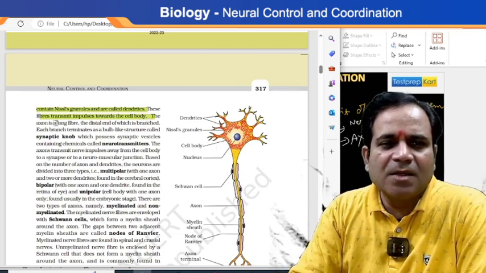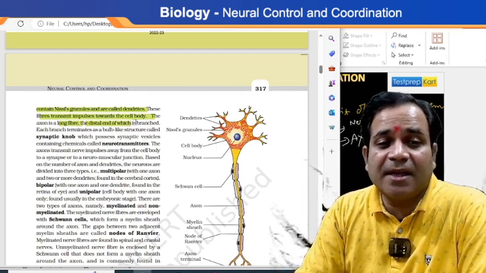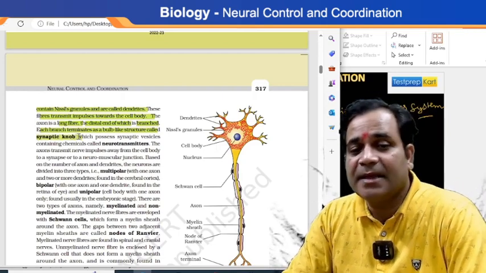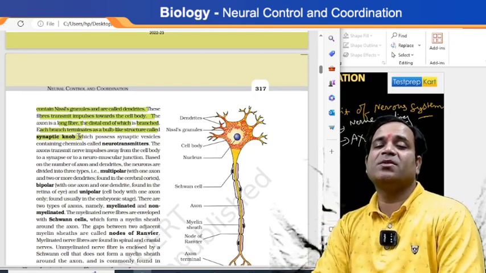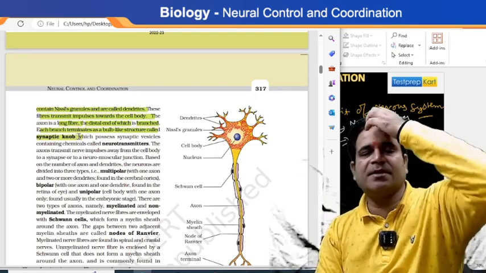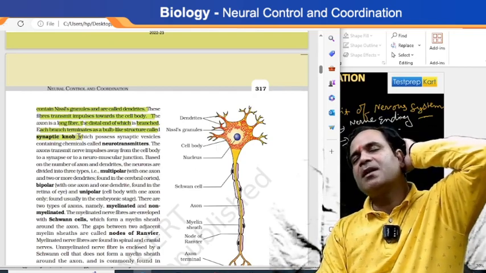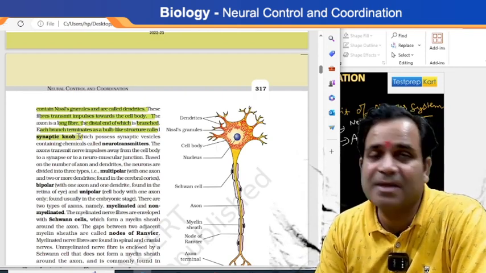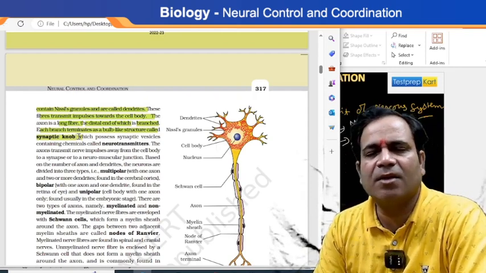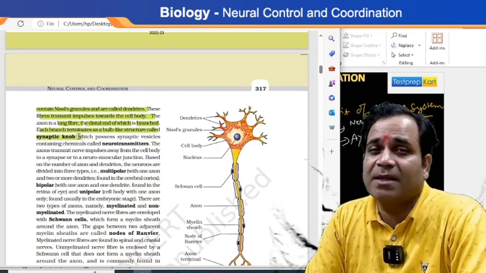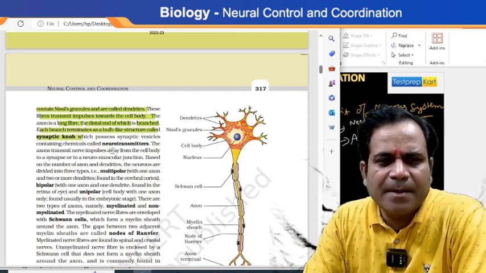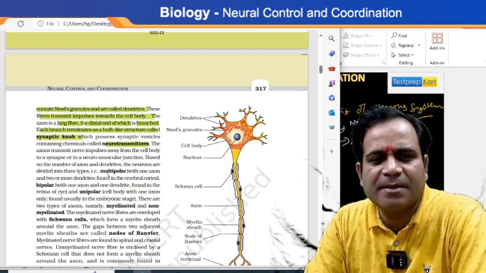So the axon is a long fiber. Its distal end is branched, and each branch terminates as a bulb-like structure called what? Synaptic knob, my dear. The synaptic knob is responsible for carrying impulses from one region to another. But the important thing is how this transmission occurs, my dear. It happens with the help of a chemical stored in the gap between one neuron and another, at the junction. That is acetylcholine. This one is the neurotransmitter substance.